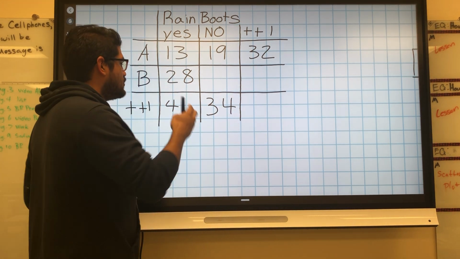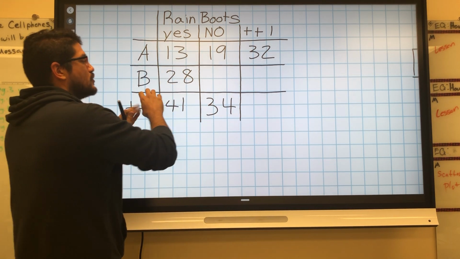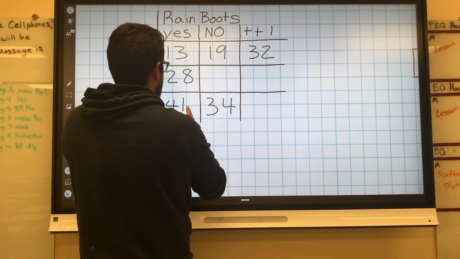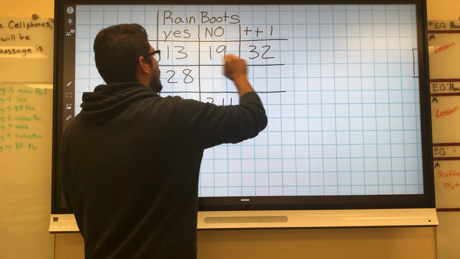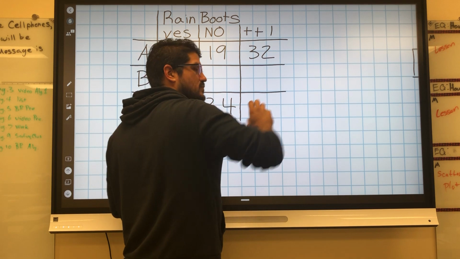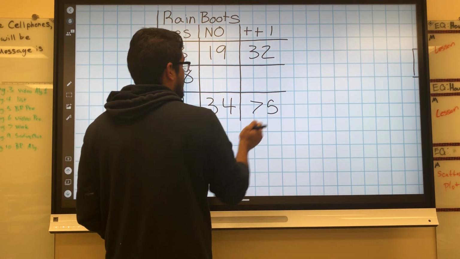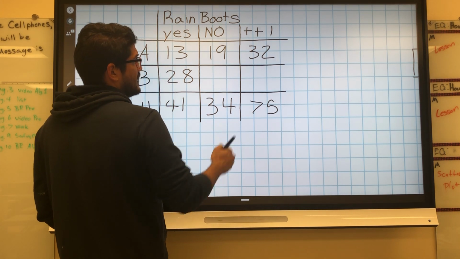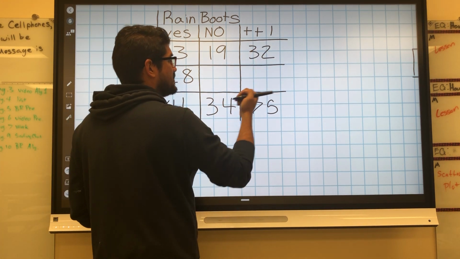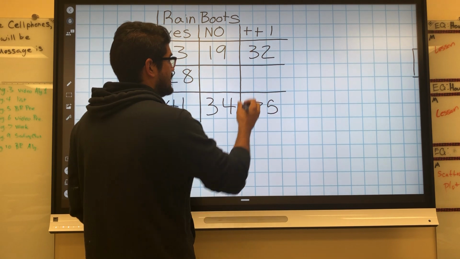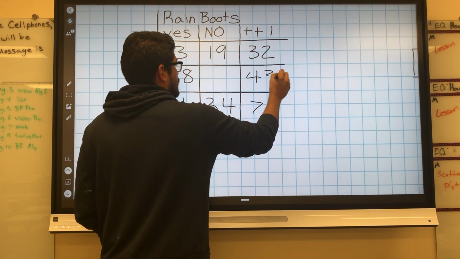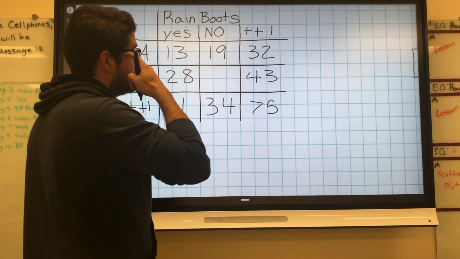You see the pattern? If you're just trying to finish, these numbers down here are totals of these columns. The ends are the totals of the rows. So 41 and 34 is gonna give me 75. Then I have 32 plus something is gonna give me 75. And that's gonna be 43. So 43 is gonna give you 75.